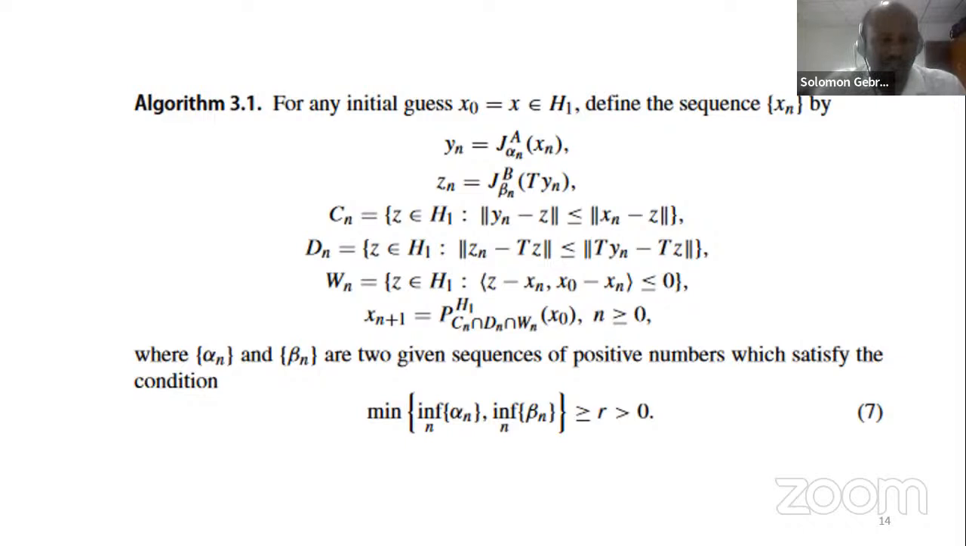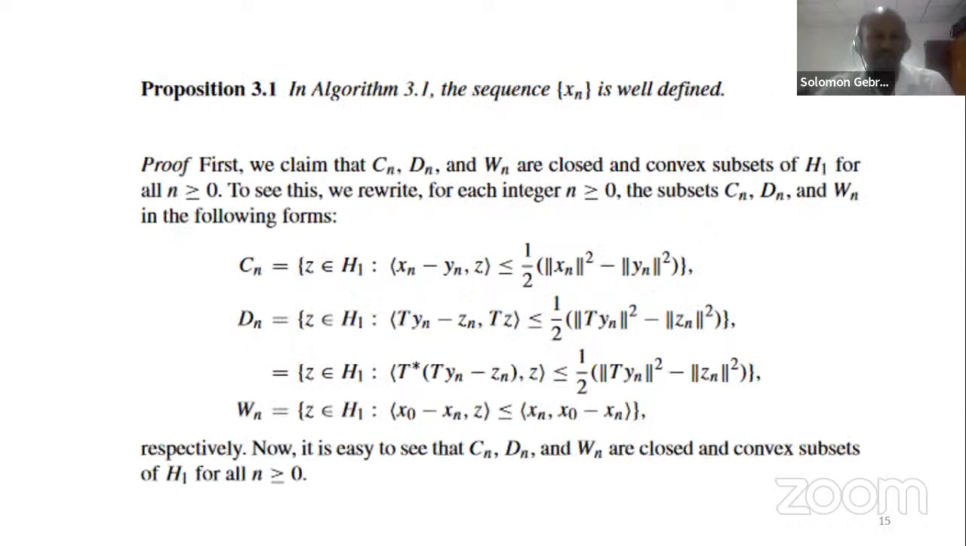And an important assumption is taken regarding the values of the scalars, the sequences alpha_n and beta_n, which is that the minimum of the infimum of alpha_n and the infimum of beta_n is always greater than or equal to r, and r is always greater than zero. So the first thing they did is they showed that the sequence is well defined. To show that they are well defined, they rewrite C_n, D_n, and W_n, which are given in the algorithm, in the form of half spaces.